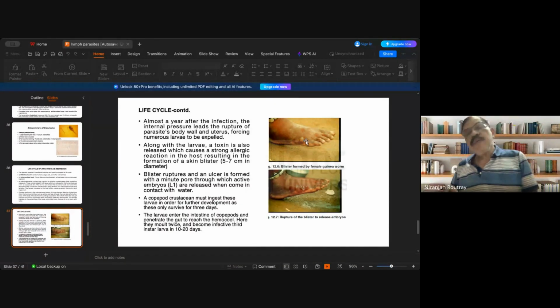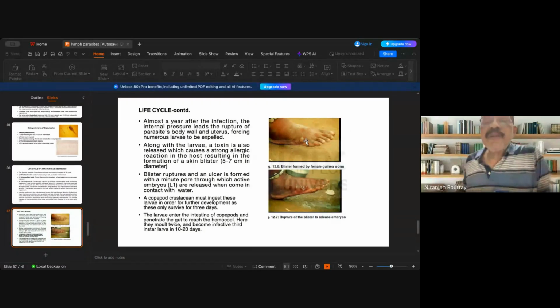Almost a year after the infection, the internal pressure leads to the rupture of the parasite's body wall and uterus, forcing numerous larvae to be expelled. Along with the larvae, a toxin is also released, which causes a strong allergic reaction in the host, resulting in the formation of a skin blister.